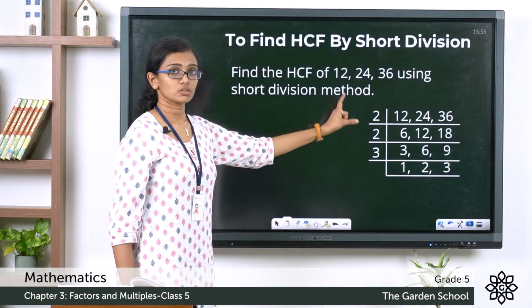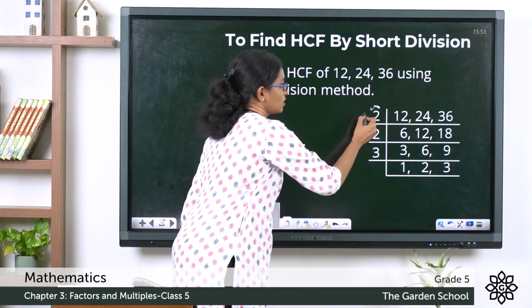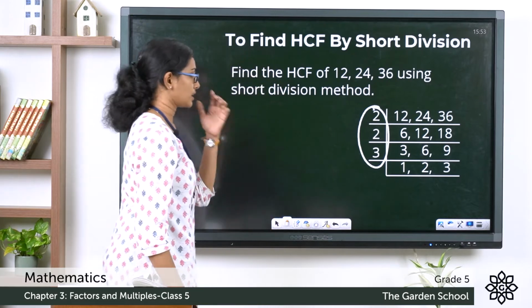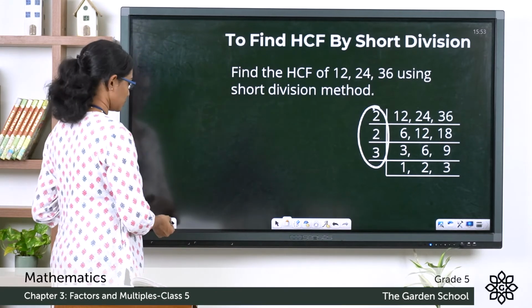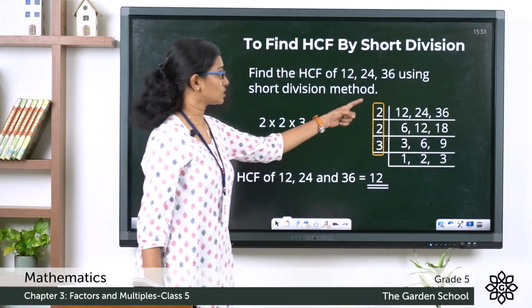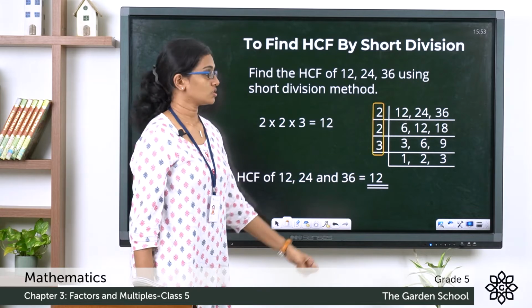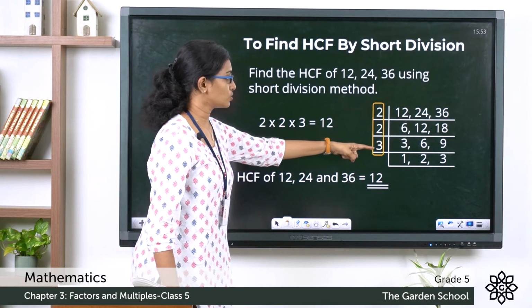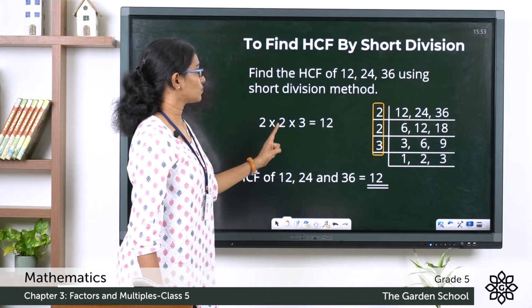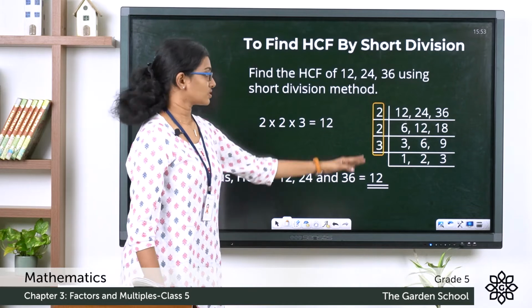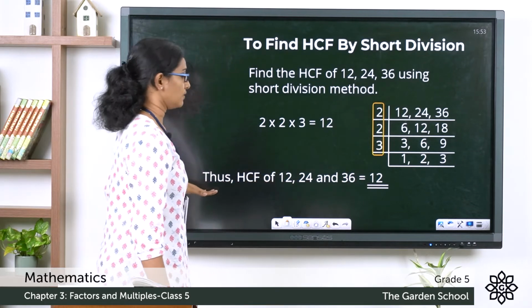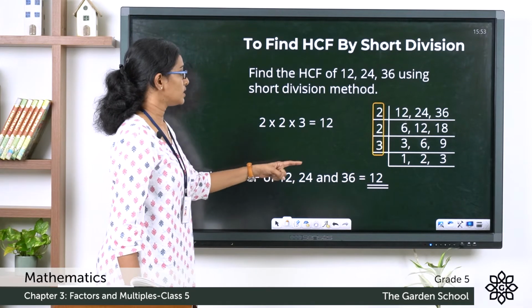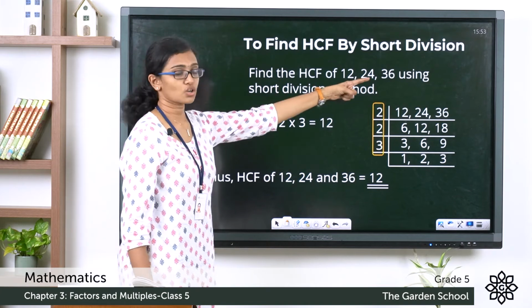So, you take those prime factors along. These 3 common prime factors, then what you do? You have to multiply these 3 common prime factors. So, here it is 2 into 2 into 2, 3. So, 2 into 2, 4 into 3, 12. So, there you have the HCF of 12, 24 and 36 by short division method.